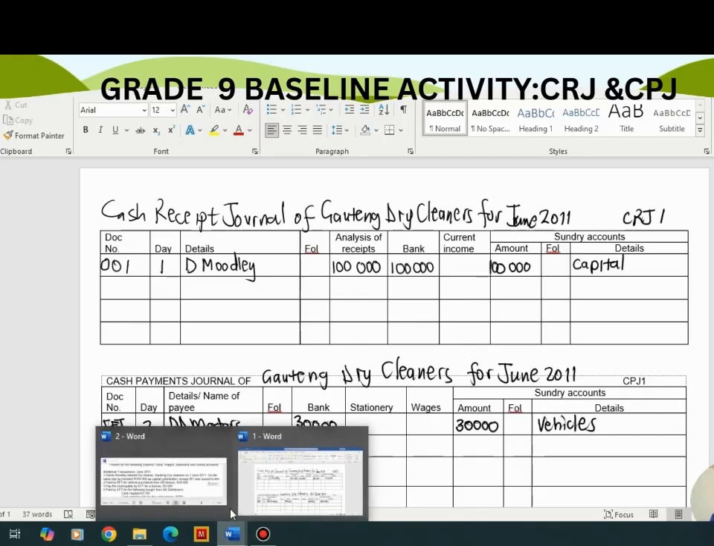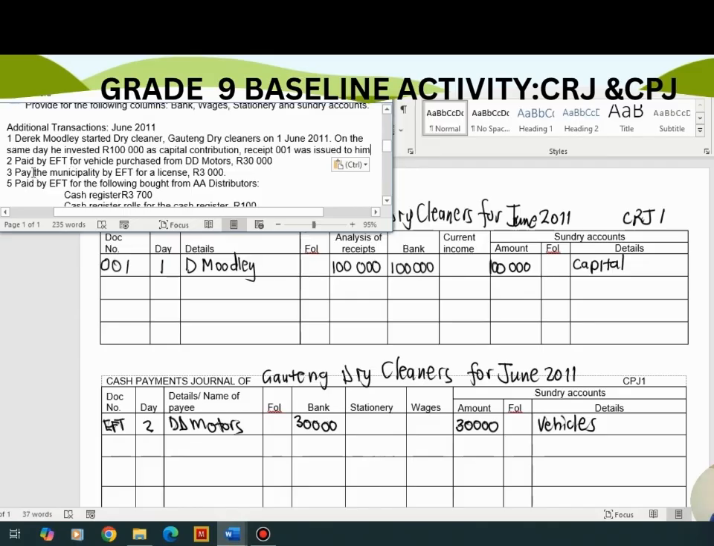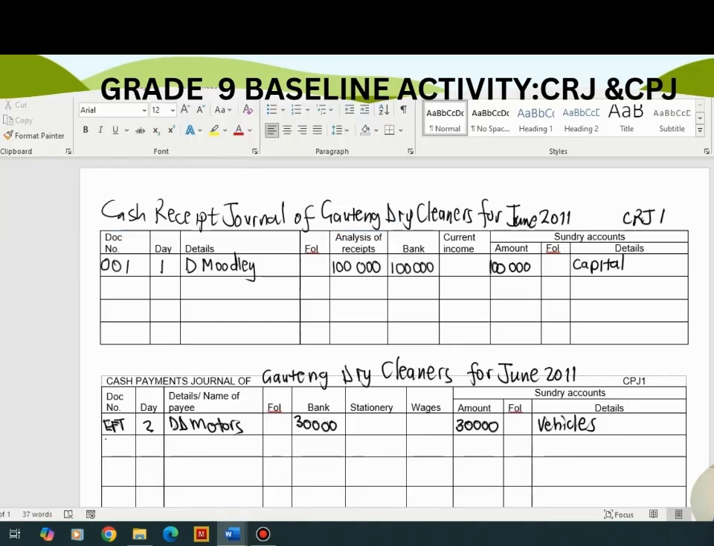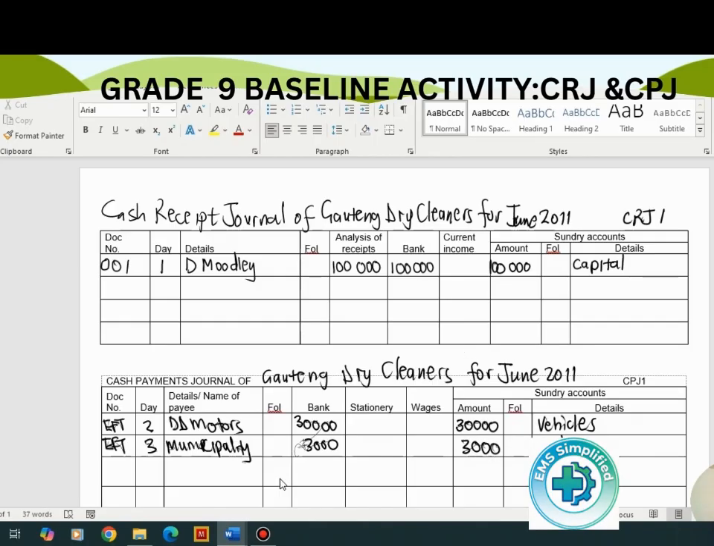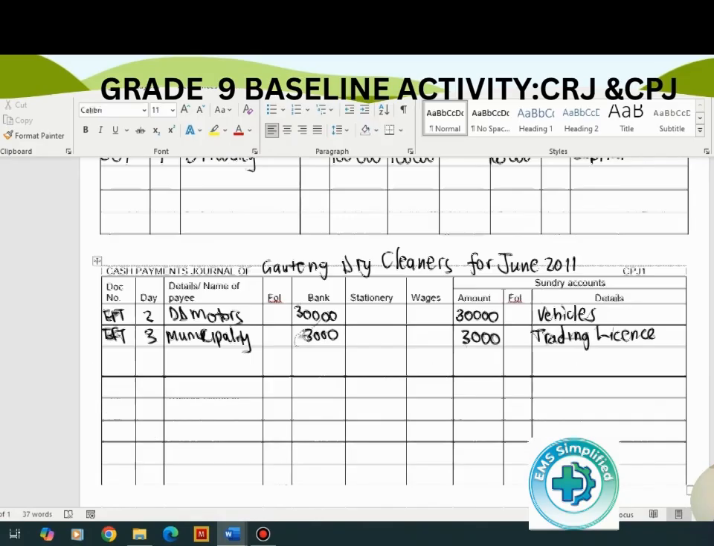Let's go to the next transaction. The next transaction is paid the municipality by EFT for license, 3,000 rands. This transaction goes to the cash payment journal. The source document is EFT. The day is 3, name of payee, municipality, under bank 3,000. This transaction goes to sundry accounts. The detail is trading license. Next transaction.